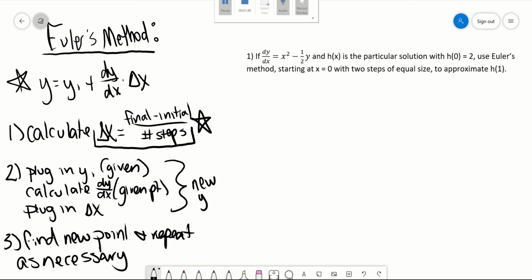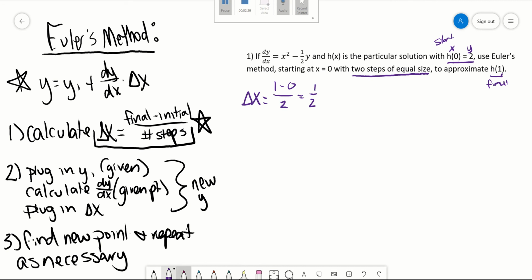So these steps in and of themselves are just kind of delightfully vague. So we'll look through this example to try to make more sense of that. So step 1, calculate delta x. This is our initial solution here. So that is your x, that is your y. We want to use 2 steps of equal size to approximate h of 1. So this is your starting x, and this is your final x. That means for my delta x, you do final minus initial over the number of steps. So delta x is 1/2.